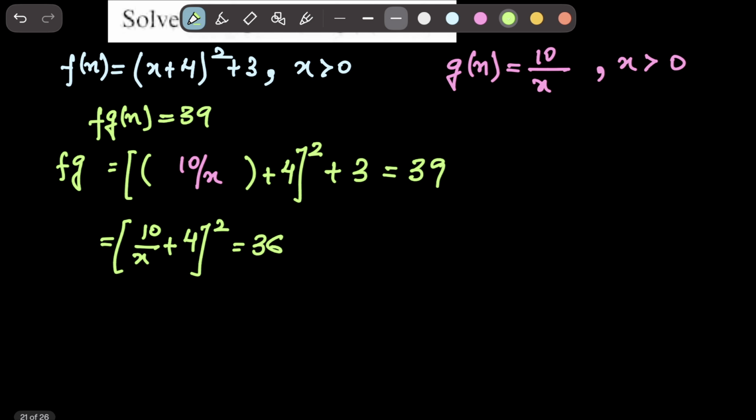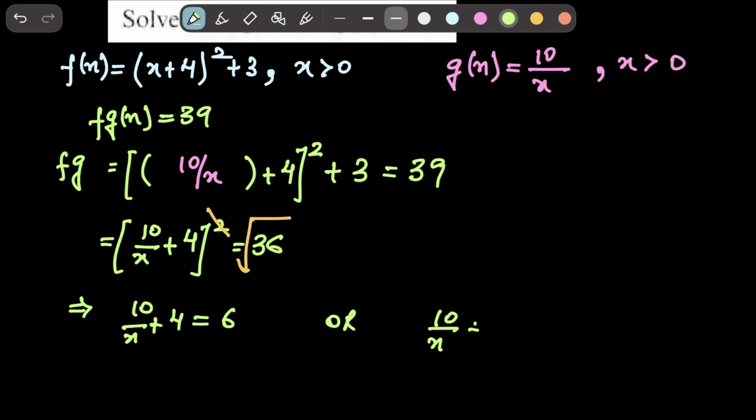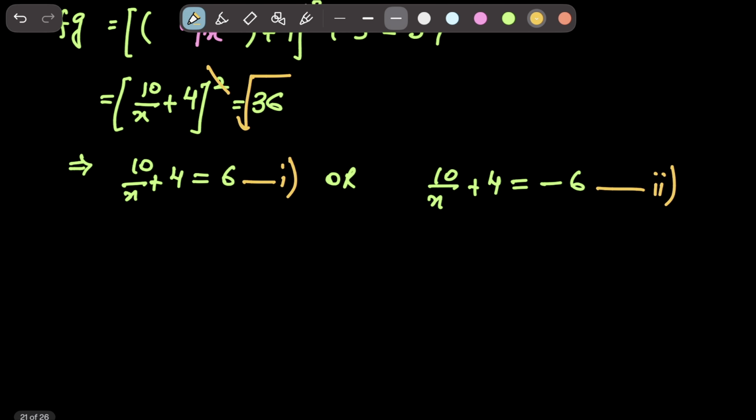I will remove this square from the left hand side, and I will put a square root on the right hand side. Yes, so in the next step I will write 10 over x plus 4 equals plus 6, or 10 over x plus 4 equals minus 6. So these are the two equations which we need to deal with. This is your equation number 1 and this is your equation number 2. So we will solve both of them simultaneously.